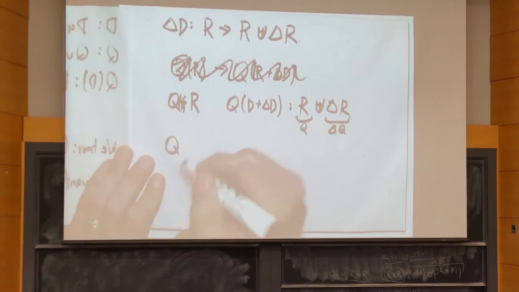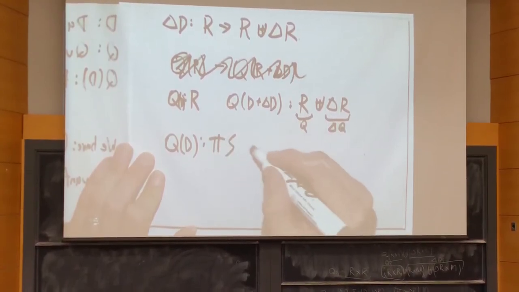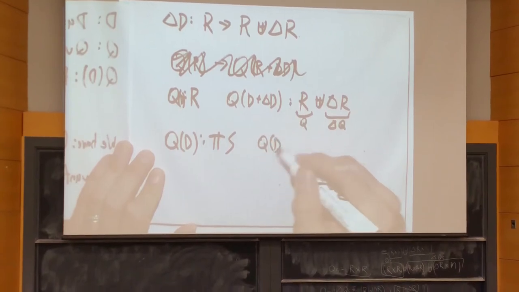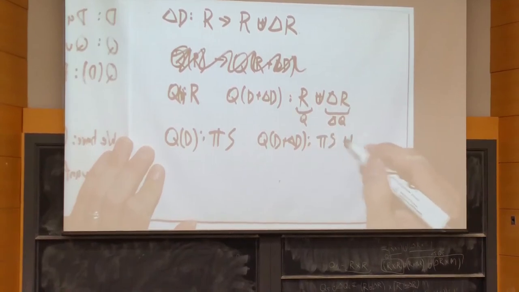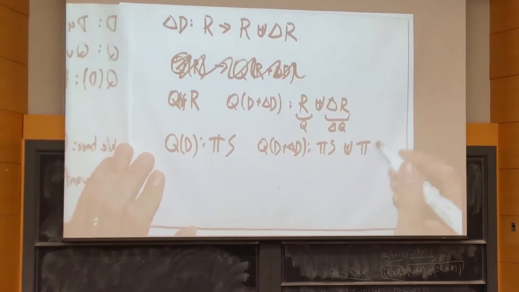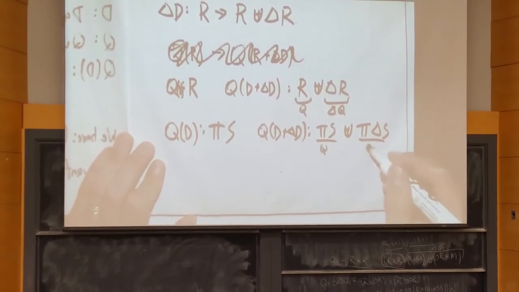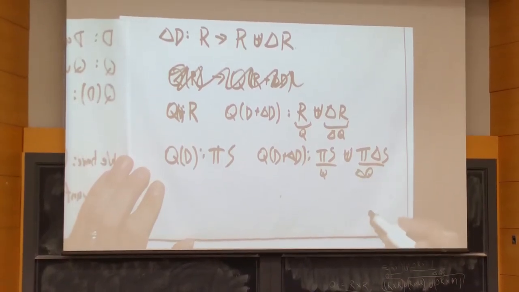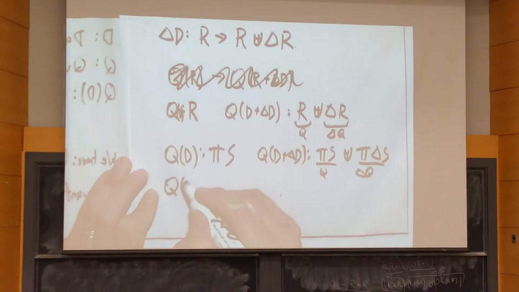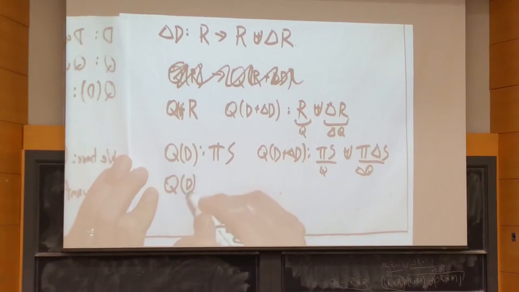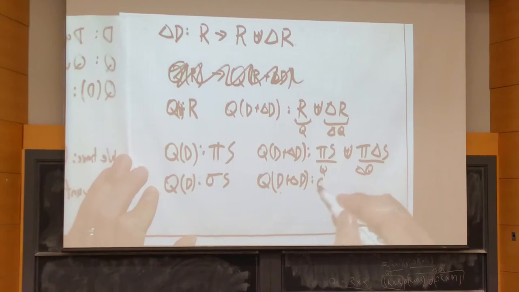If Q of D is the projection of something, then Q of D plus delta D is going to be the projection of the something, bag union the projection of the change in something. And again, this is the original query, and this is the change query. And then we've got Q of D is selection of S, Q of D plus delta D is exactly the same thing.